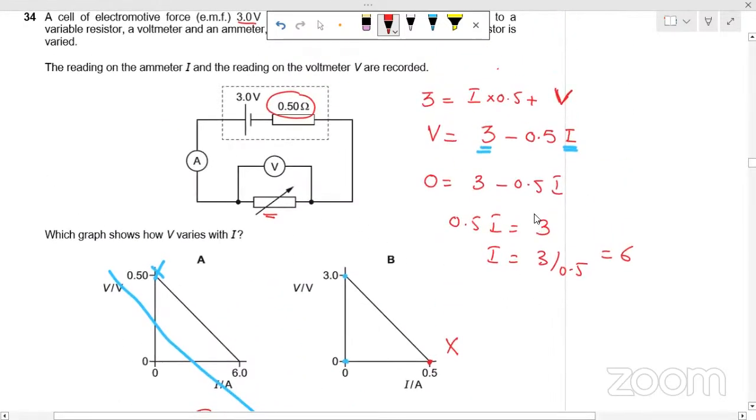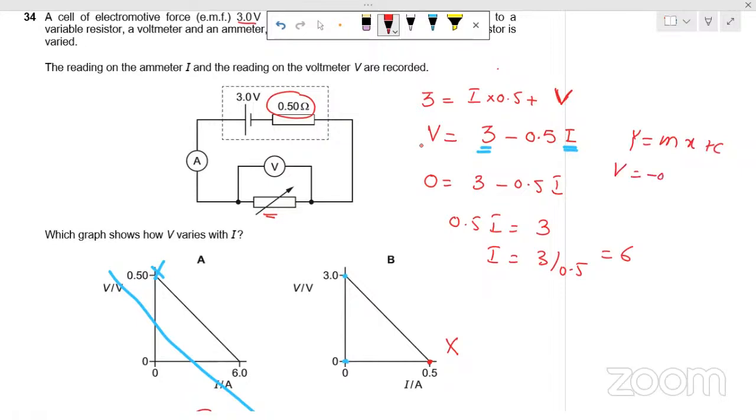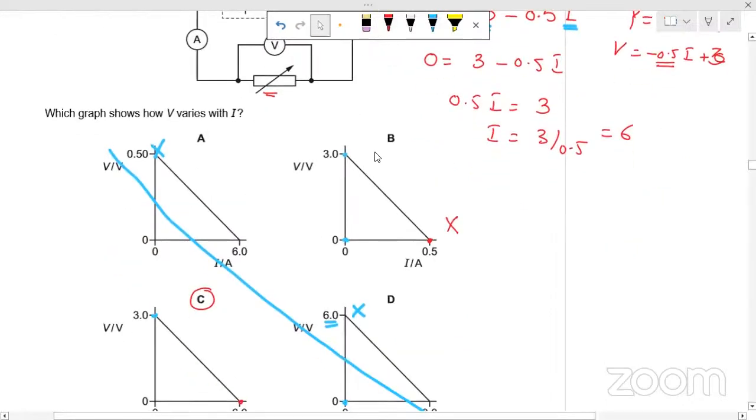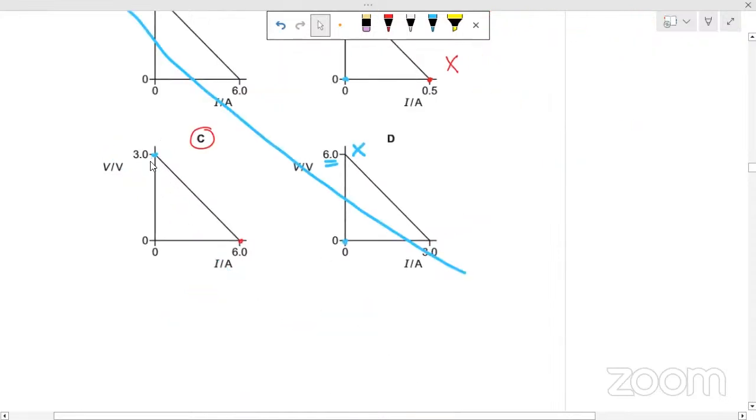You can also find it using the gradient of this graph. If you compare this equation with the equation of a straight line, y equals mx plus c, V is equal to minus 0.5 I plus 3. C is 3. So the gradient of this graph should be minus 0.5. The gradient of this graph is 3 divided by 6, that is 0.5.